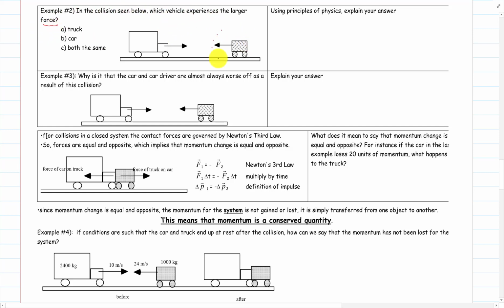Of course, the truck is going to hit this. It's going to experience Newton's third law. They both experience the same force. For every action, there's an equal and opposite reaction. Equal. Why? Newton's third law. For every action, there's an equal and opposite reaction at the same time. Equal forces, opposite in direction.